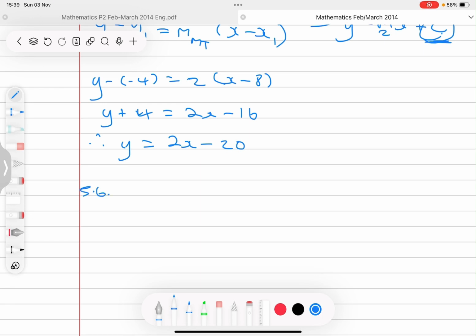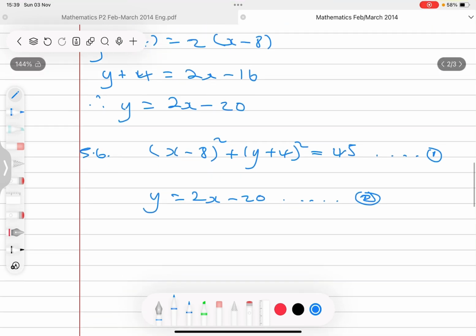I'm going to go to 5.6, and I'll say my equation (x minus 8) squared plus (y plus 4) squared equals 45. This will be equation 1. And then the line MT is defined by the equation y equals 2x minus 20. So this is equation 2. But we just said that the x value and the x value are the same here, and the y value and the y value are the same here, because these two graphs intersect each other. So I'm going to calculate those x and y values.